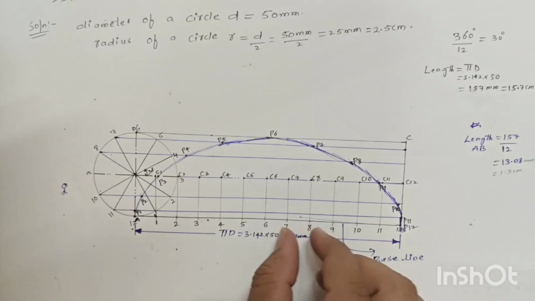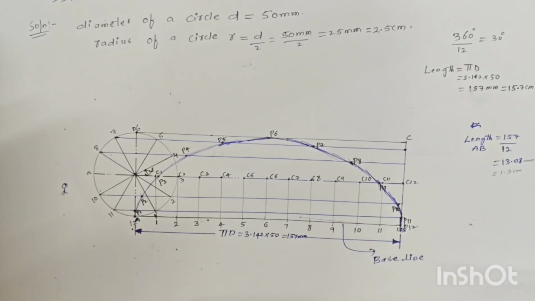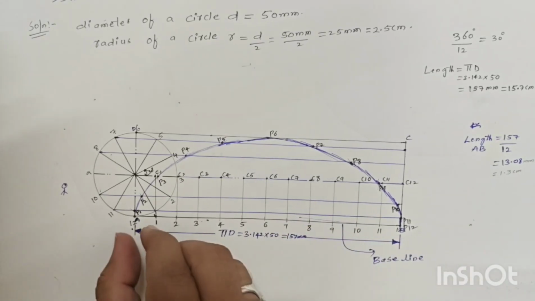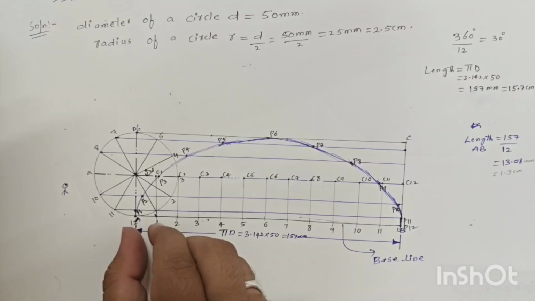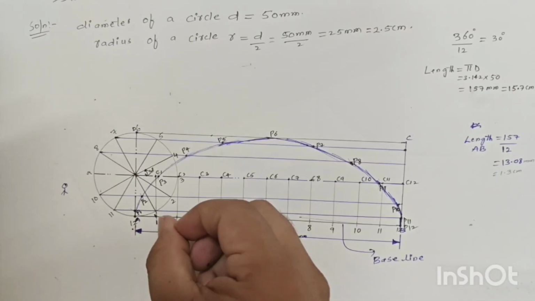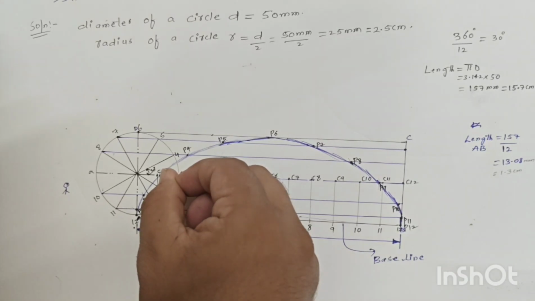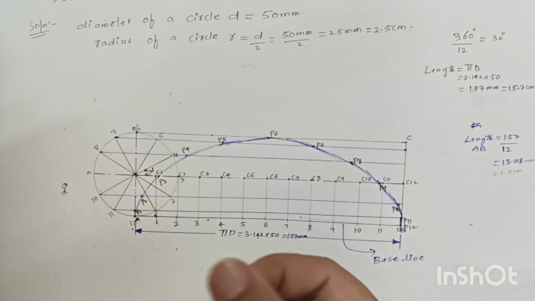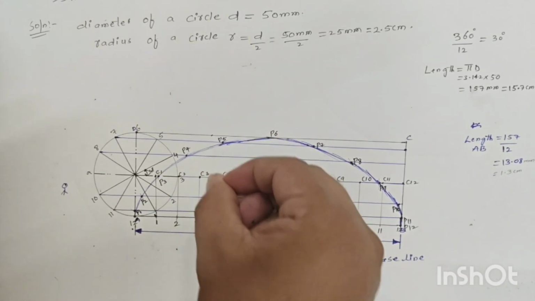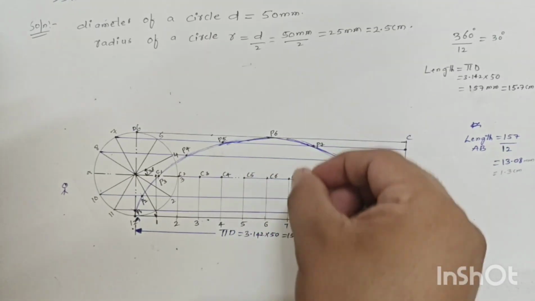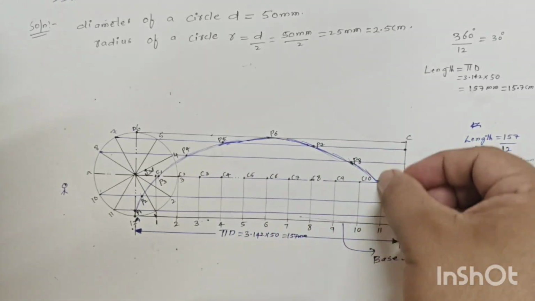Same distance we have to measure up to this 12. Clear? Each distance should be how much? 1.3 centimeter. From this point, draw the vertical line. So this is C1, this is C2, C3, C4, C5, C6, C7, C8, C9, C10, C11, C12.